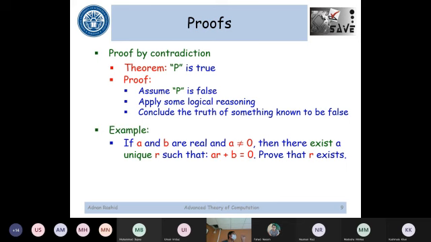So I could modify my last theorem that I gave you in the last slide. So I have: if A and B are real and A is not equal to 0, then there exists a unique R. So this is quite an important point I added into this theorem. I added the word unique over here. Unique R such that AR plus B is equal to 0. We have to prove that R exists.